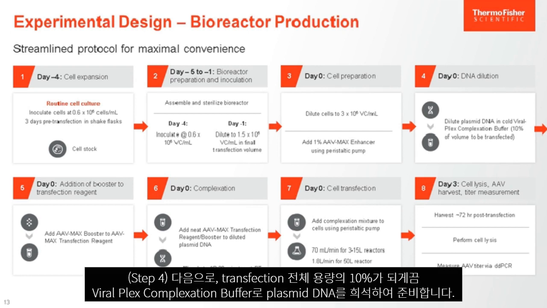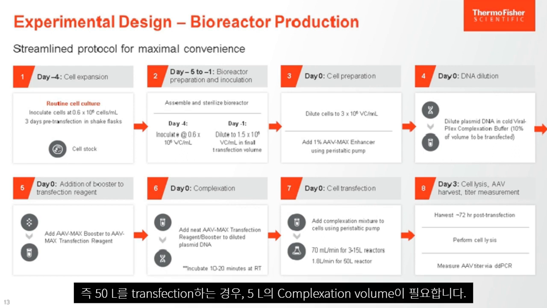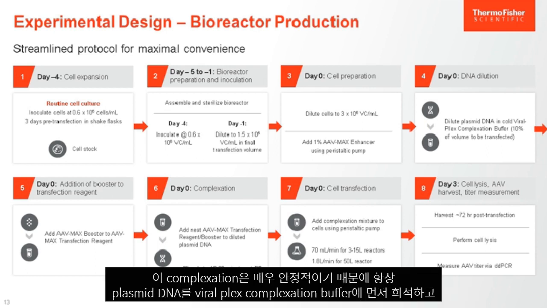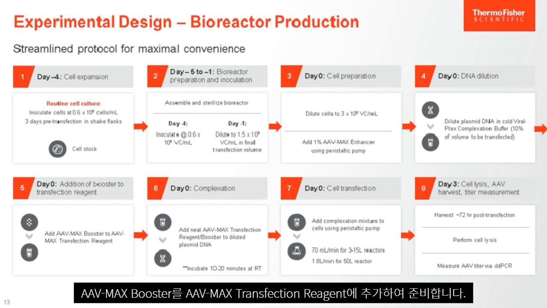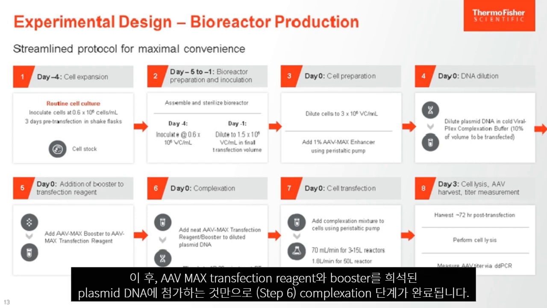Next, we would prepare the plasmid DNA. And here we would dilute the plasmid DNA in cold viral-plex complexation buffer at 10% of the volume to be transfected. So in the case of a 50-liter transfection, we would be making 5 liters of complexation volume. Here, we always add the plasmid DNA to the viral-plex complexation buffer first, as this is very stable sitting out, while we then prepare in step 5 the addition of the booster to the AAV-MAX transfection reagent. And then we complete the complexation in step 6 by simply adding the neat AAV-MAX transfection reagent and booster to the diluted plasmid DNA from step 4.